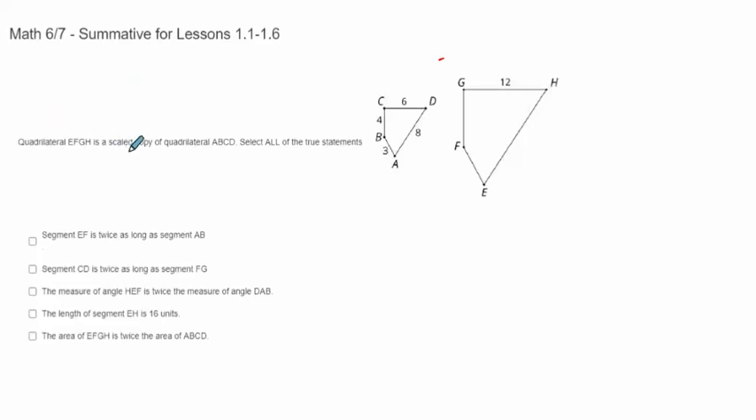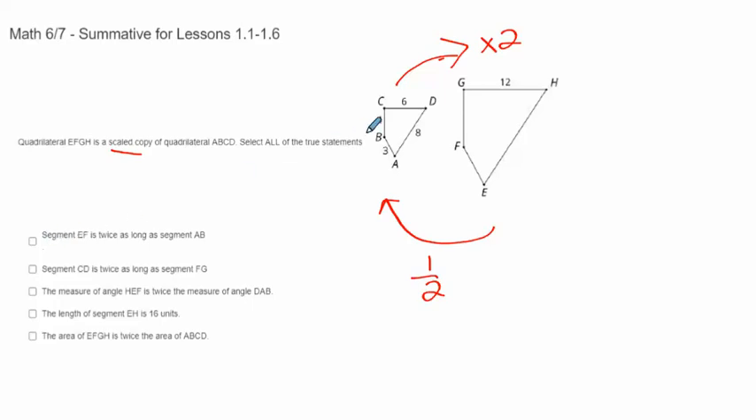All right, so it's telling me that these are scaled copies, and I want to see which one of these are true. So first of all, I'm going to look at the scaled copy. Going from this one to this one would be 2. But if I'm going from this one to this one, it would be the opposite, so I'm going by half. Okay, so it depends on which direction I'm going. All right, so let's look at this.